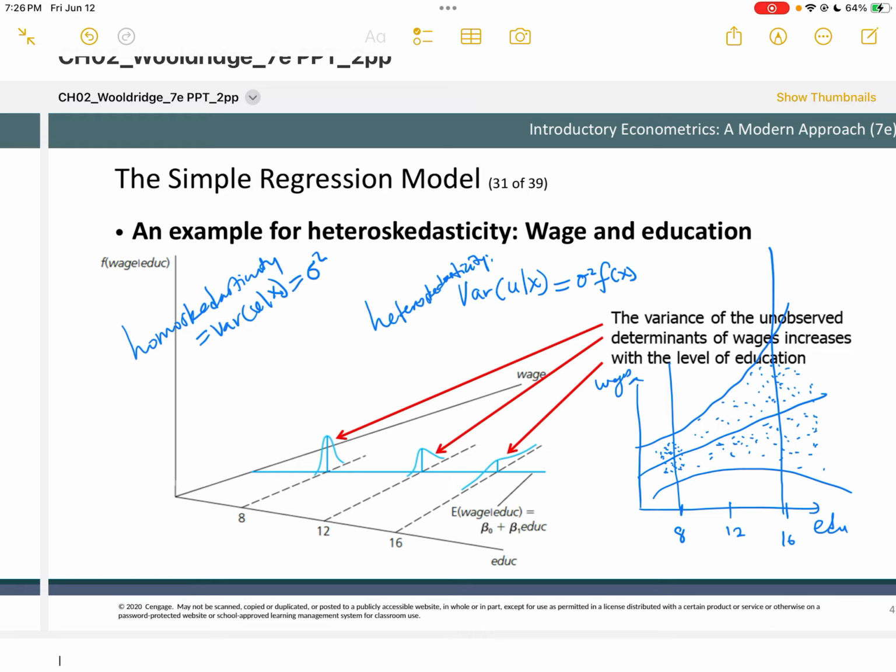So at lower levels, we will see less opportunity and the majority earning similar wages. At higher levels, we will see more opportunity and more people earning a wide variety of wages, or sometimes even opting out of working.